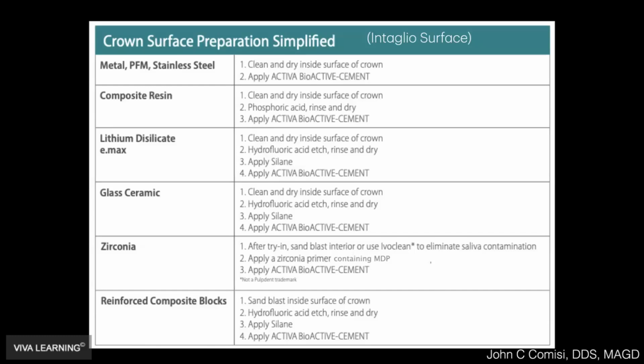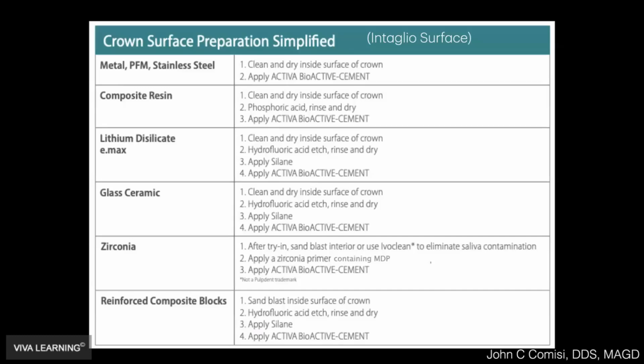With composite resin, you need to use a phosphoric acid on the intaglio surface of your crown or your bridge. Rinse it, dry it, apply the material. Lithium disilicate, again, clean and dry. Hydrofluoric acid internally is very, very important. Rinse and dry according to the instructions on the hydrofluoric acid that you're using.